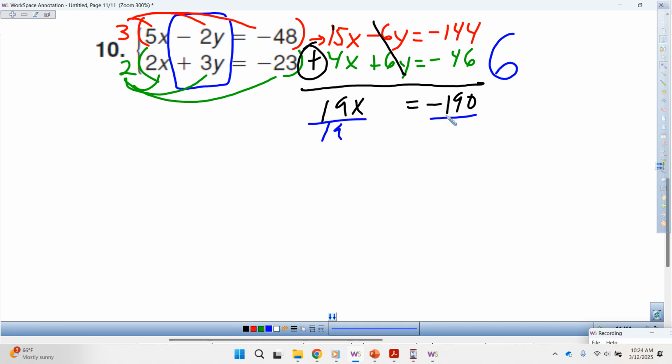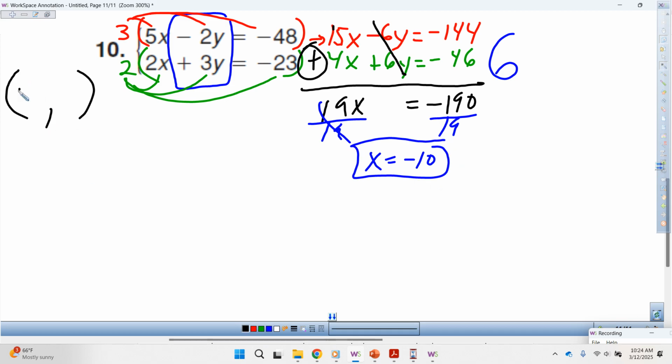Divide by 19. x equals negative 10. So, in our solution, we already have negative 10 for x. Now, we need to substitute into one of the two. Which one do you want to substitute into? The red one or the green one? Which one, Joseph? The red one?